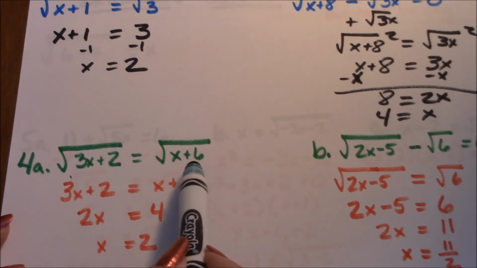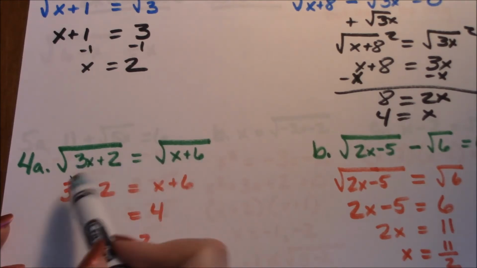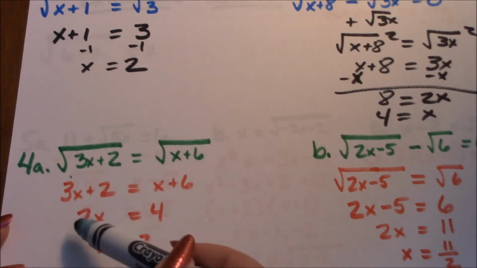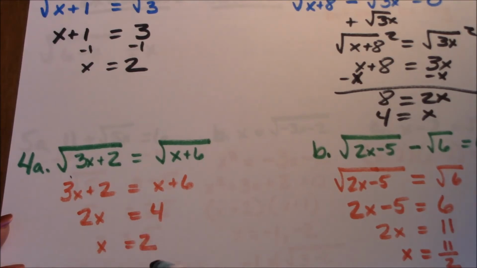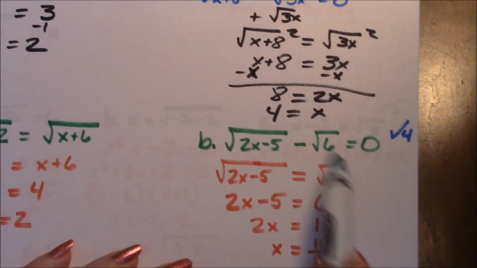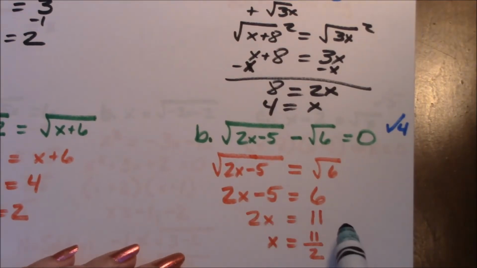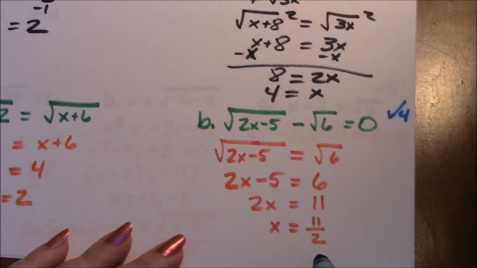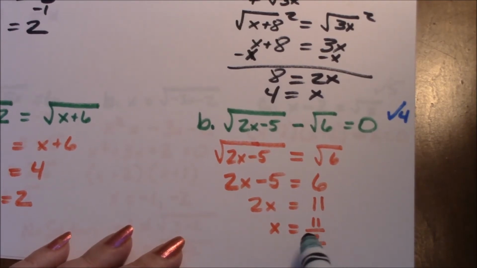Here's one where it's easy to just square both sides and get all the x's on the same side and the numbers on the other side, and x equals 2. In this one, I need to get that root 6 on the other side so I can square both sides and get all the numbers on this side, and x equals 11 over 2. And if you have a decimal here, then do 11 over 2 in your calculator and see if that's the decimal that you got.